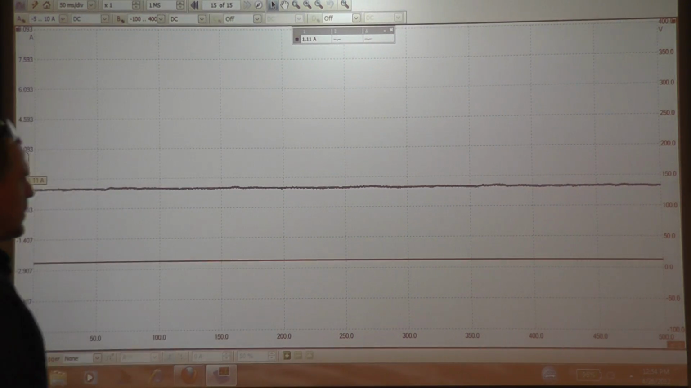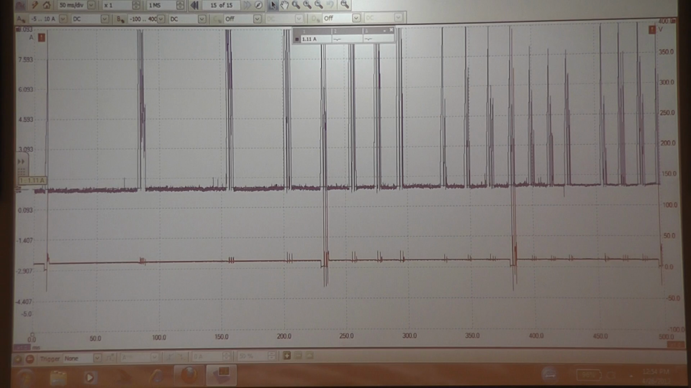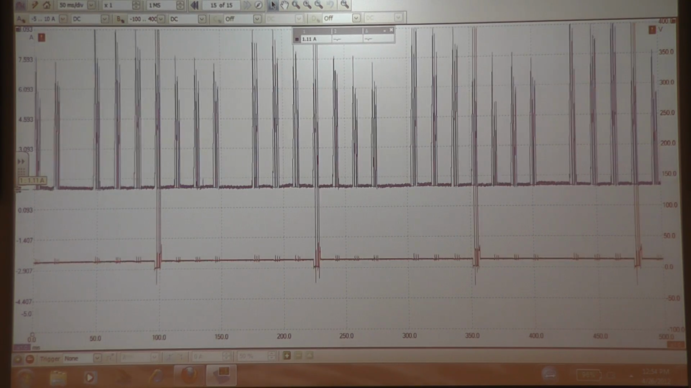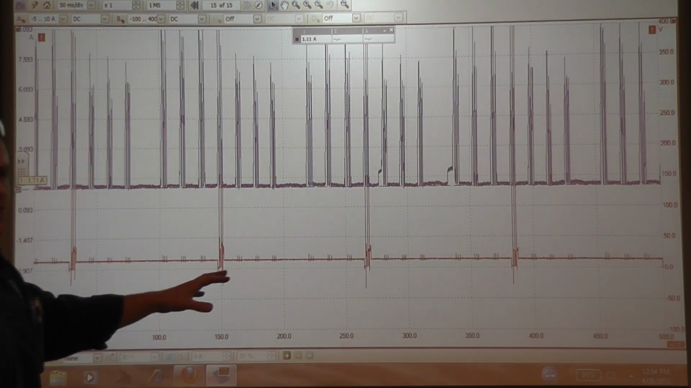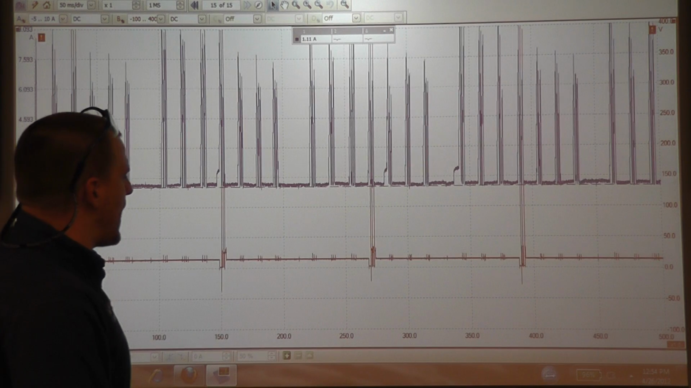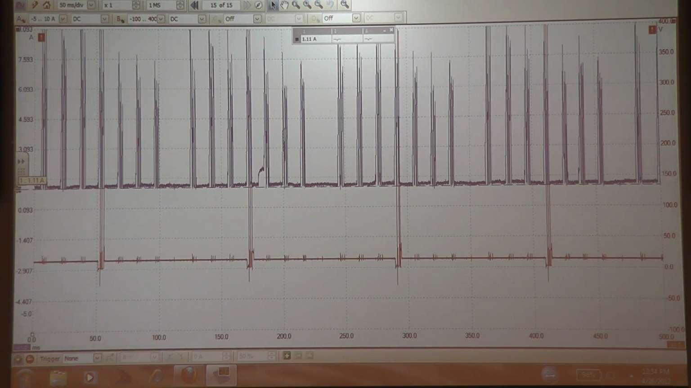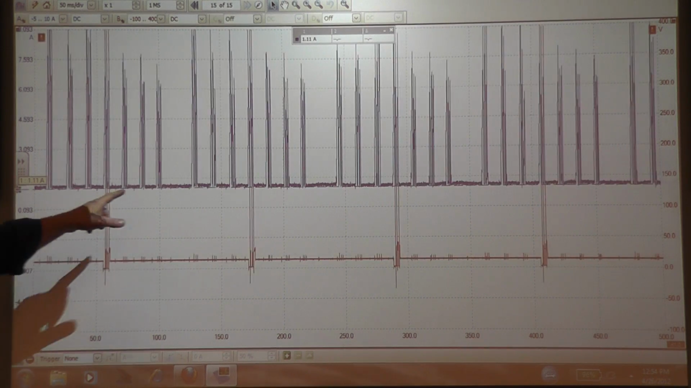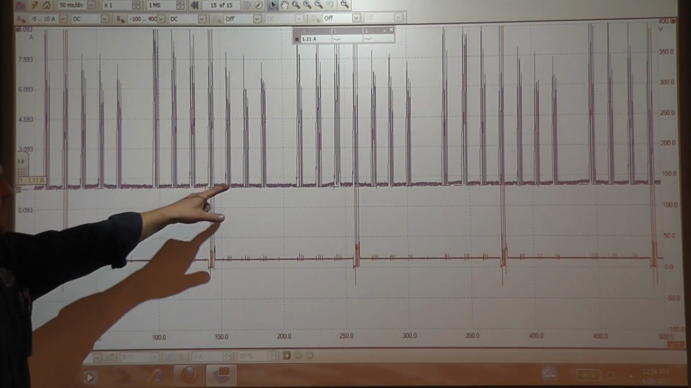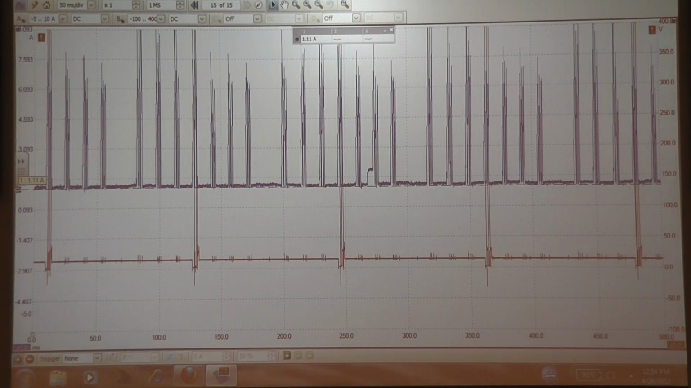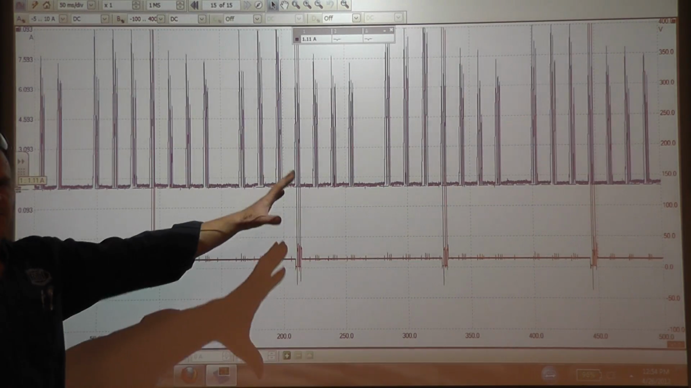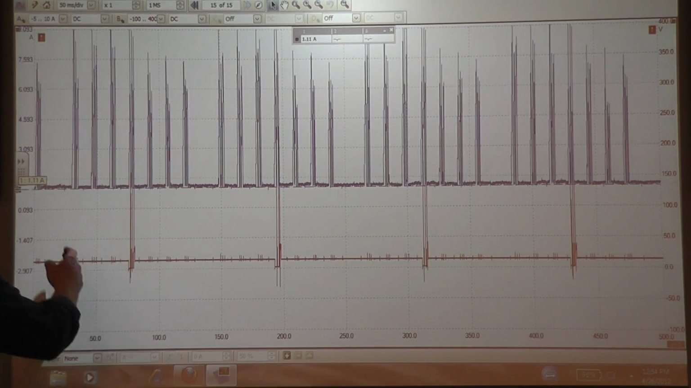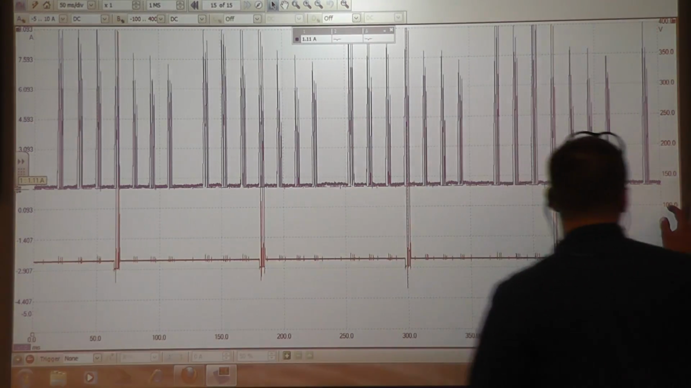Go ahead and start the car. Okay, this initial first view is not bad at all. We're getting a little bit of connection problems in here. Okay, that looks good. All right, so this is our first view of this. Let's separate these a little bit.